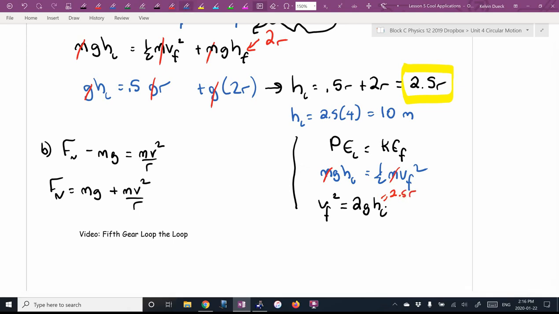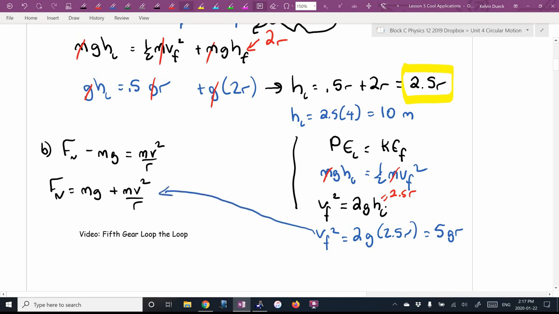And so I really get this. Vf squared equals 2 times g times 2.5r. Thomas, without a calculator in your head, what's 2 times 2.5? I'll give you a hint. So I get this, 5gr. I get my old friend gr again. And that's going to go here.